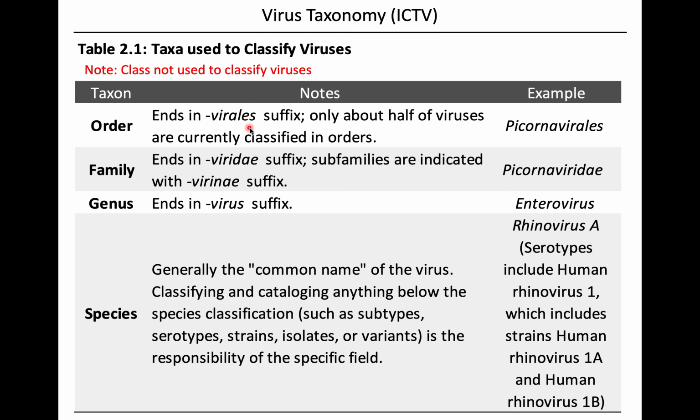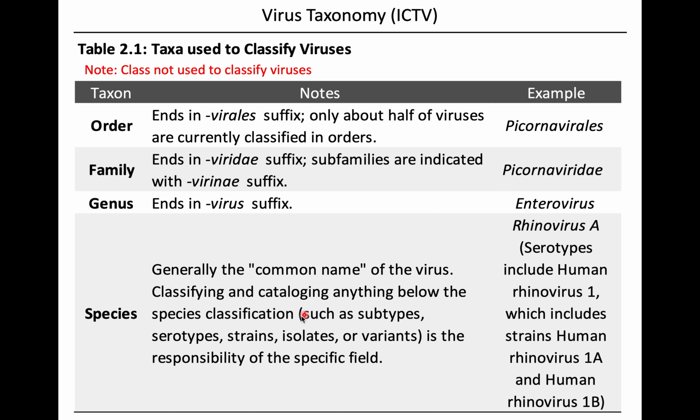But I did want to point out, you'll see these particular suffixes being used depending on whether you're talking about order or family or genus. So if you see something ending in viralis, that's always referring to an order. So Picornavirales would be that particular order of viruses, whereas viridae, that suffix is always referring to a particular family. And then the suffix virus is always referring to genus.